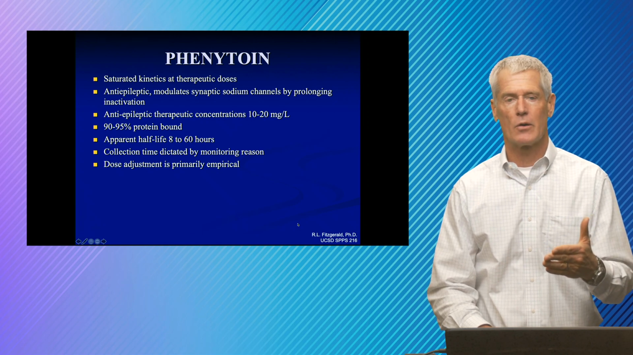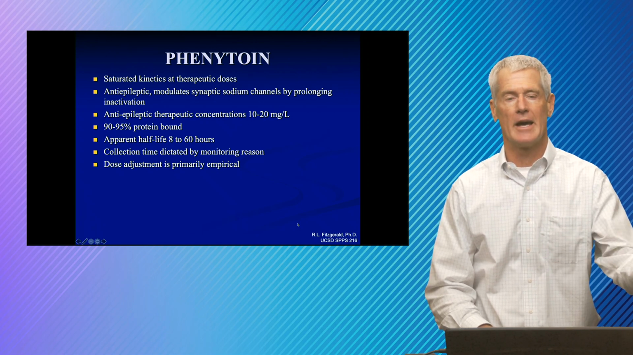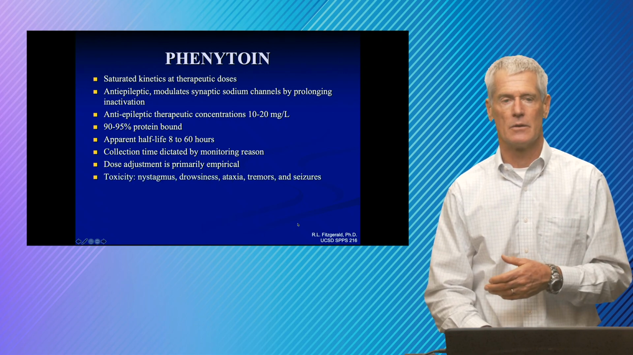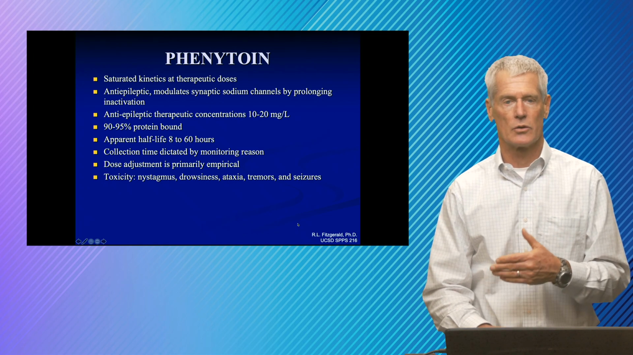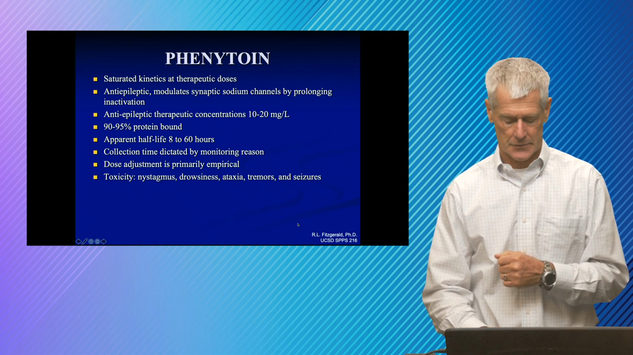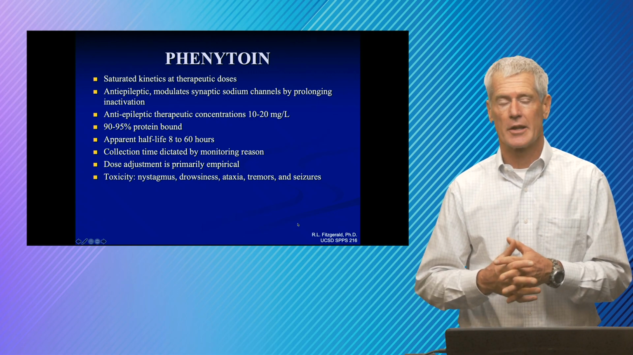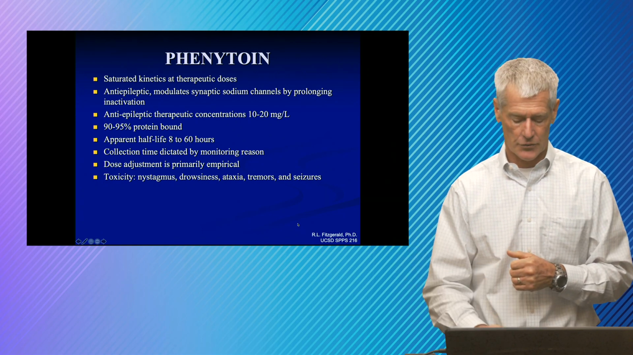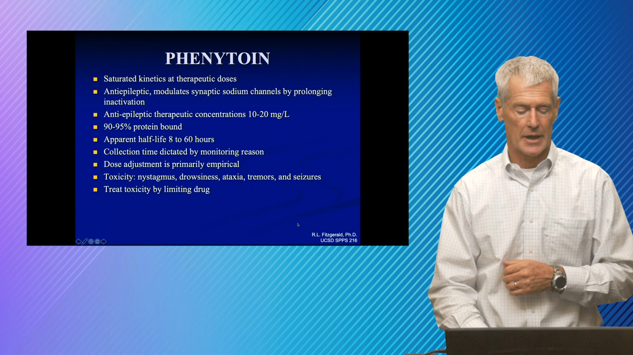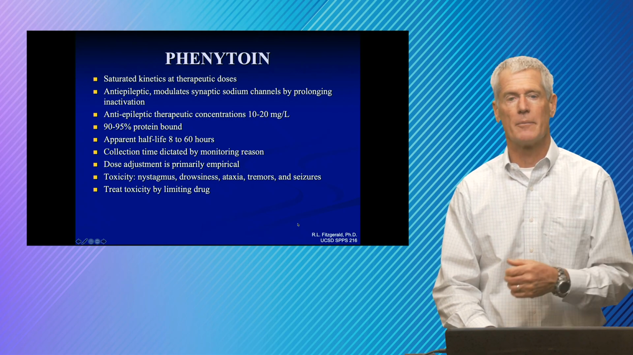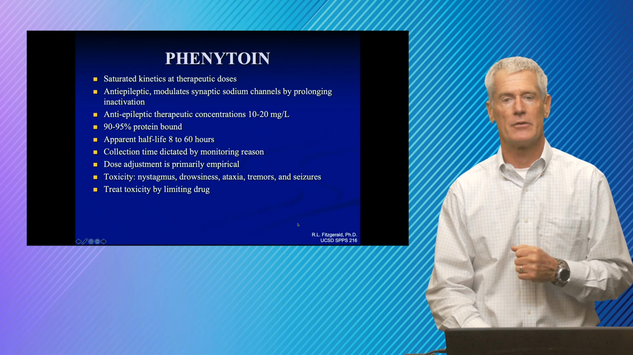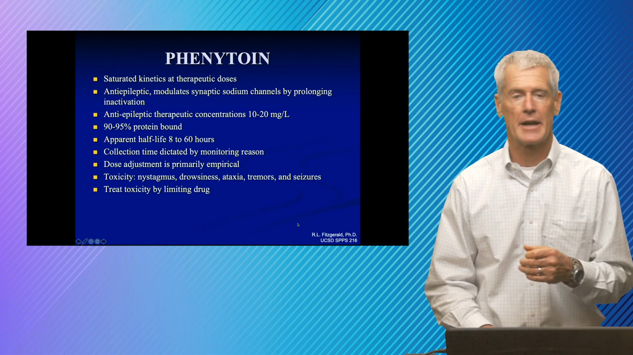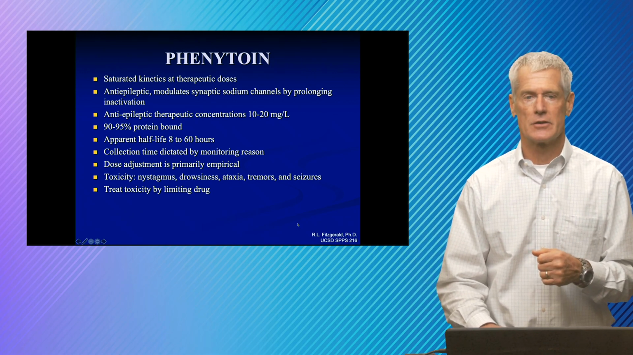Dose adjustment is primarily empirical. We make a dose adjustment and we do TDM to see are they in that 10 to 20 range and do they have any signs or symptoms of toxicity. So nystagmus or drowsiness, ataxia, sort of CNS depression kind of signals. Interestingly enough, if you give enough phenytoin, it starts to mimic the disease you're trying to treat. So it causes tremors and seizures at high enough doses. Simply, we treat it by stopping the drug and letting it metabolize off. It's a difficult drug to manage, and so we see lots of issues with Dilantin.